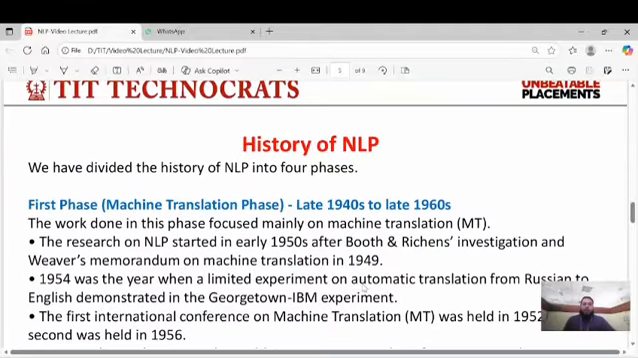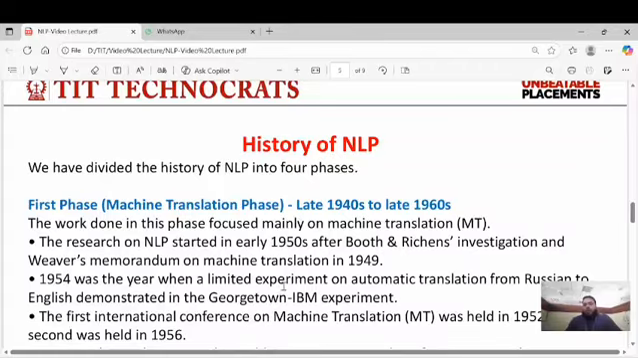Basically, we divide the NLP history into four phases. The very first phase started in the late 1940s and lasted to the late 1960s. In this period, the main focus of the work was on machine translation. The research on NLP started in the early 1950s.